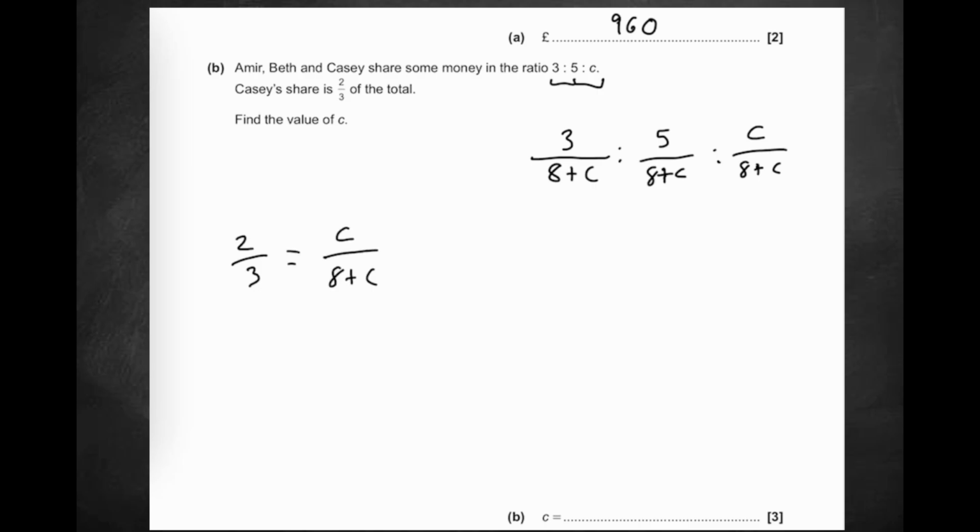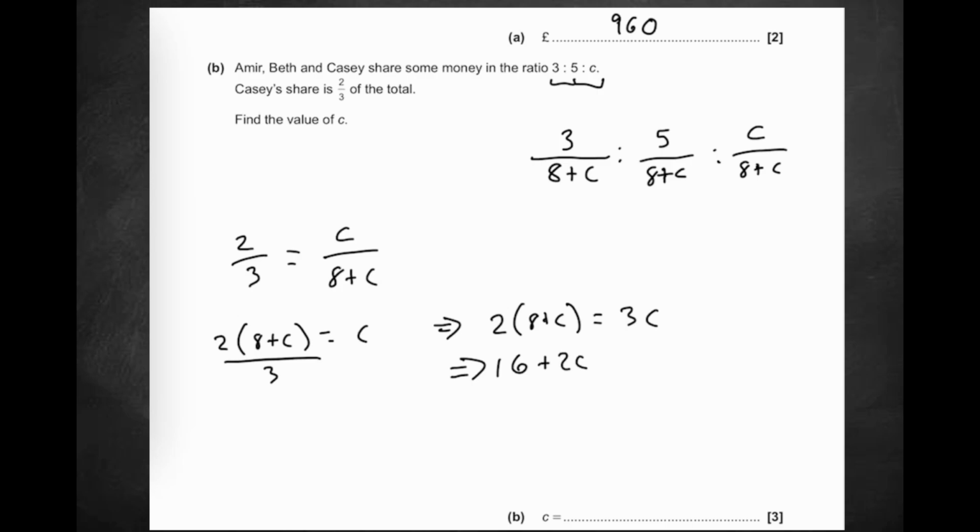I'm going to multiply both sides by 8 plus C. So I'm going to get 2 lots of 8 plus C over 3 equals C. Multiply both sides by 3 as well. So we're going to have 2 lots of 8 plus C equals 3C. Expand out the brackets. 16 plus 2C equals 3C. Take 2C off both sides. 16 equals C.